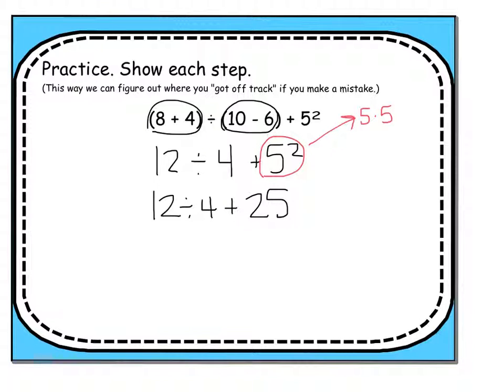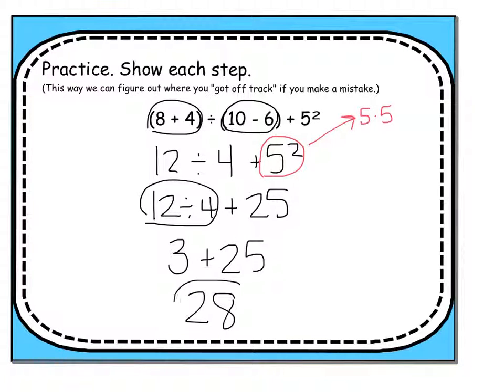Multiply and divide, go from left to right. So we've got division, 12 divided by 4, which gives us 3, and 3 plus 25 gives us 28 for our final answer.